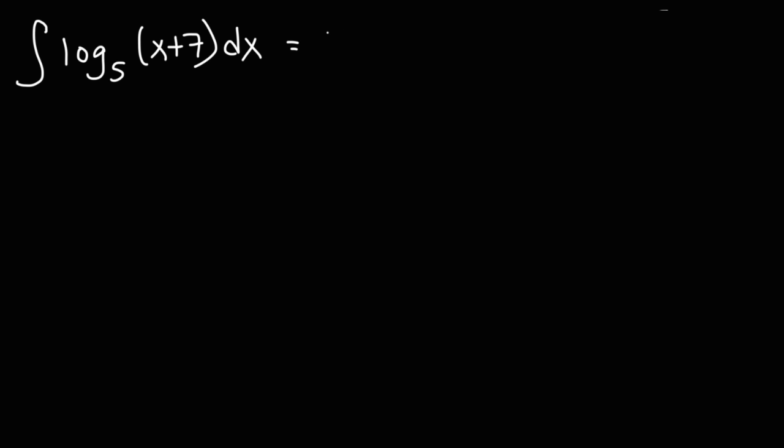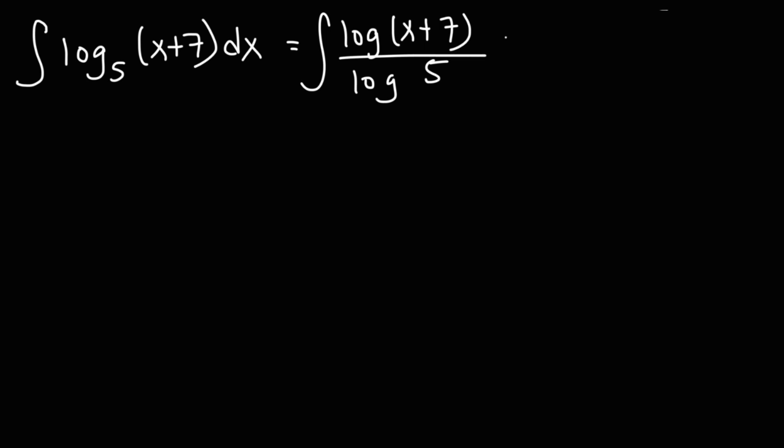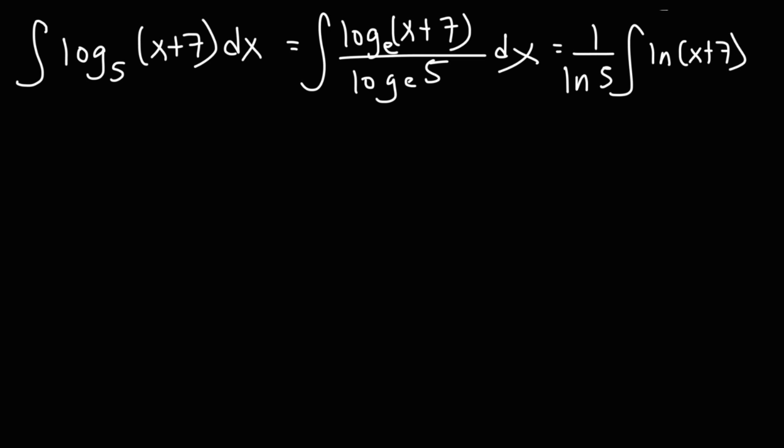So just like before, we're going to use the change of base formula. So we're going to have log x plus 7 divided by log 5 dx. And making this base e, that becomes ln x plus 7 over ln 5. So I'm going to move the ln 5 to the front. So we have 1 over ln 5 times the integral of ln x plus 7 dx.